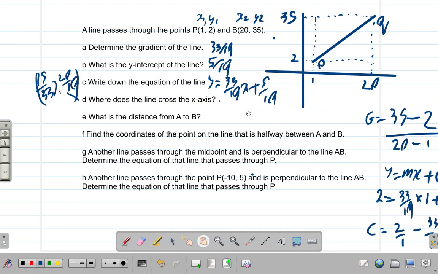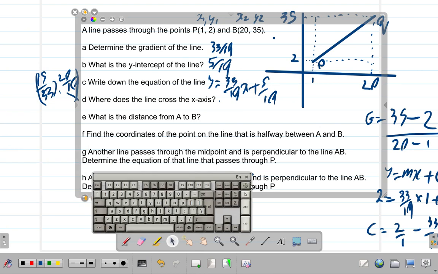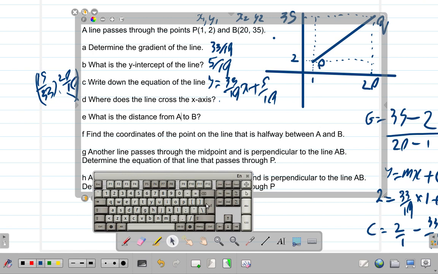Anyway, what is the distance from A to B? Well, it should have been from P to Q. So we want the distance from P to Q. Right.